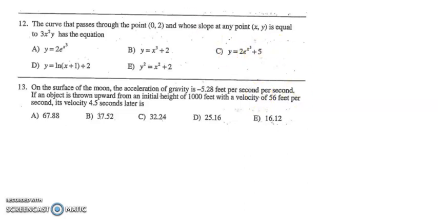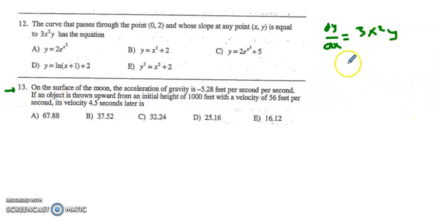Okay, we have two multiple choice problems here with the calculator. First one is they tell us the curve passes through the point (0, 2), and the slope is equal to 3x squared y. So that means that dy/dx equals 3x squared y. And I think I'm going to need to separate, integrate, and solve. And actually, I'm thinking this is not a calculator problem, that number 13 will be the calculator problem.